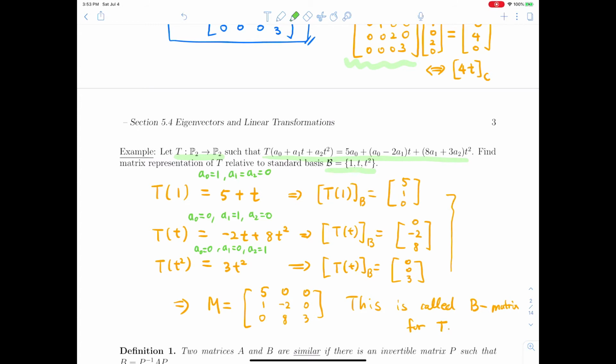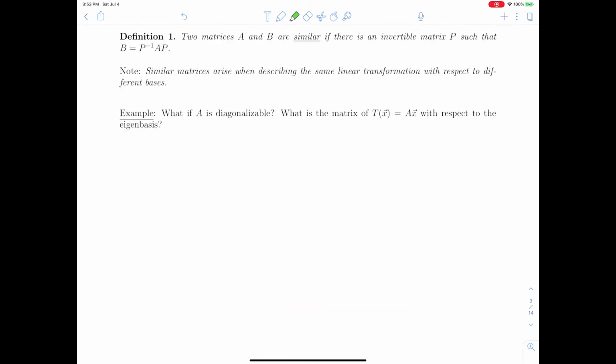In this way, we can analyze all kinds of linear transformations using the matrix representation. So let's recall the definition of similarity. Two matrices A and B are similar if there is an invertible matrix P such that B equals P inverse times A times P. This is really important when you analyze linear transformations, because similar matrices give you the same linear transformation with respect to different bases.